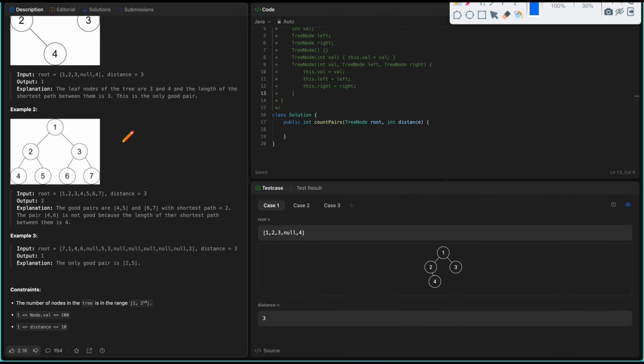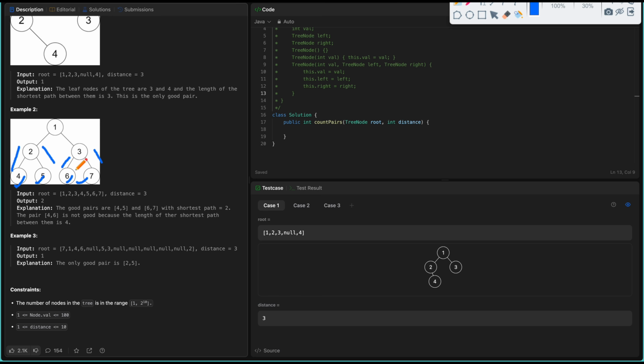Then in example 2, the distance is again 3 and the tree is given like this. There are 4 leaves present in the tree: 4, 5, 6, 7. Then there are two good pairs, that is 4, 5 and 6, 7, because the distance between 4 and 5 is 2, right? Similarly, the distance between 6 and 7 is again 2, which is less than or equal to the given distance 3. So they are good pairs.